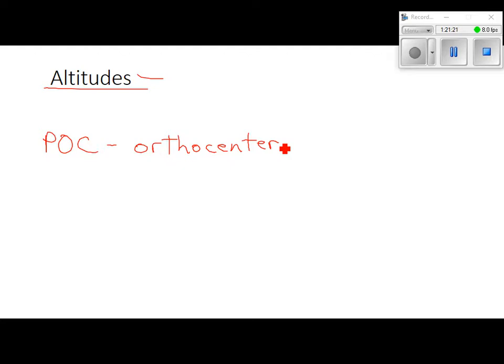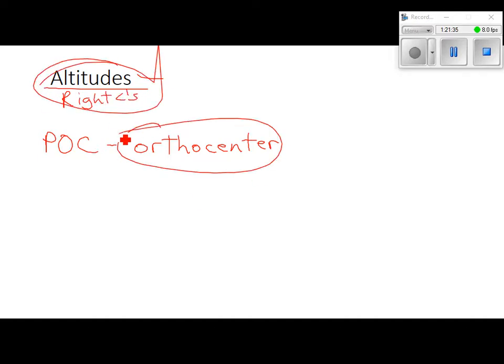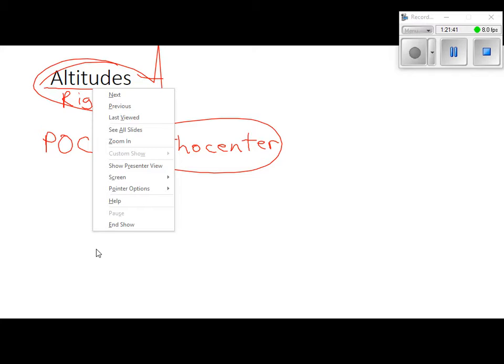But what I am going to do, so orthocenters, everybody got orthocenter? Every time you hear the word orthocenter, what should you think of? Altitudes. And what kind of angles? Right angles. You think of those three things. You hear one of them, you should think of the others. Altitudes, right angles, orthocenter. I'm going to do this real quick.